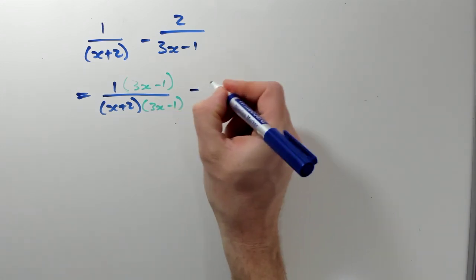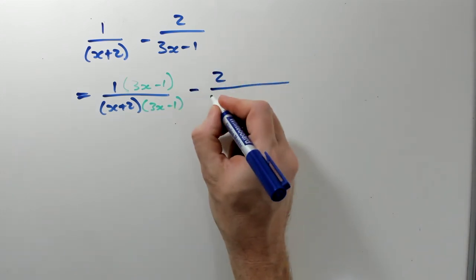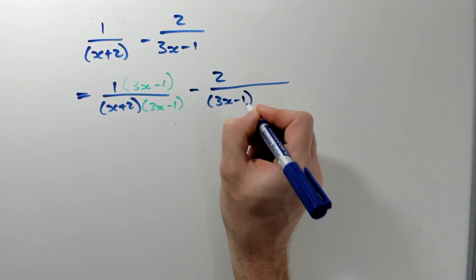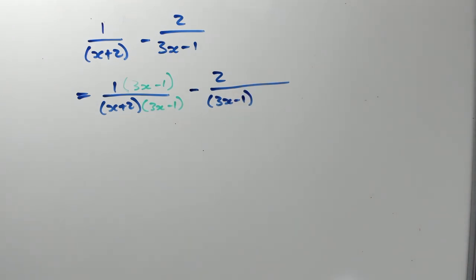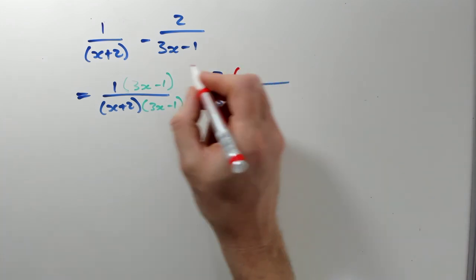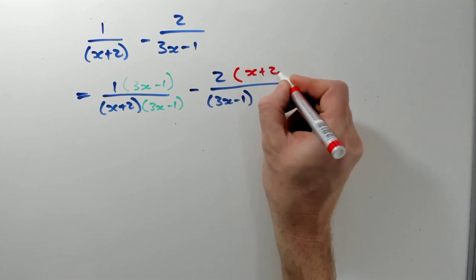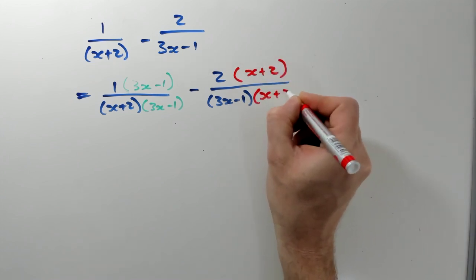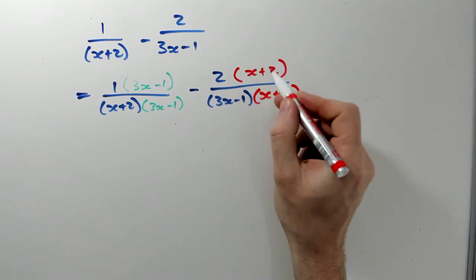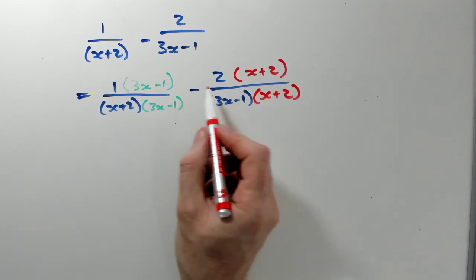And then this part becomes 2 over 3x minus 1. And on this side I'm multiplying, where's the other color? I feel I had a red here somewhere. There we go, found it. And on this side I'm just doing x plus 2, x plus 2. So you see this is also just kind of 1. And now I just do the top.